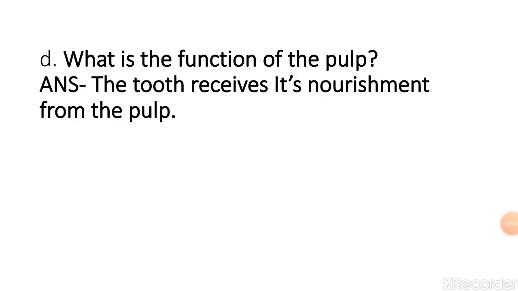D. What is the function of the pulp? As you know, pulp is the third layer of the tooth. It is very soft and it contains blood vessels and nerves. So, blood vessels supply nutrients to the teeth, and it also has nerves which provide the sensation of heat and cold in our teeth. So the main function of the pulp is that the tooth receives its nourishment from the pulp. You will have to write only one sentence: the tooth receives its nourishment from the pulp.